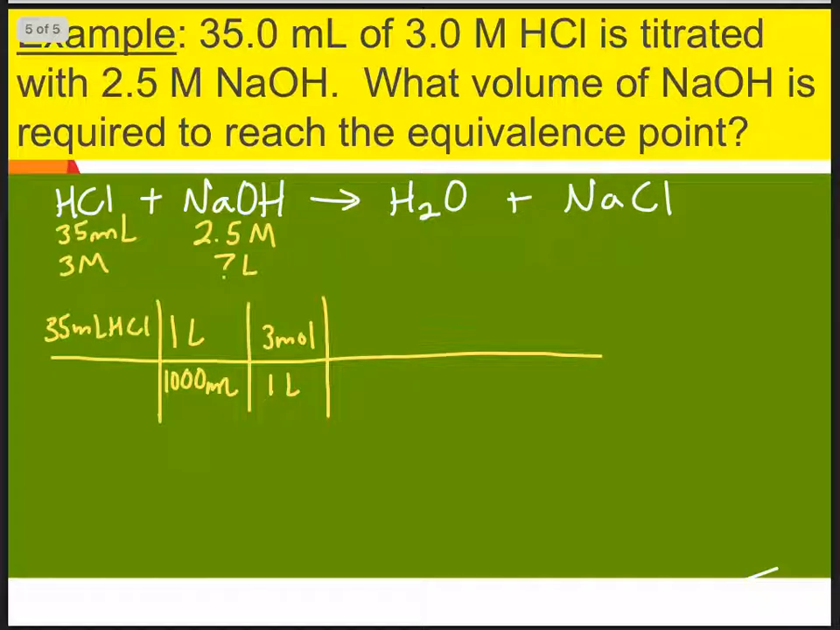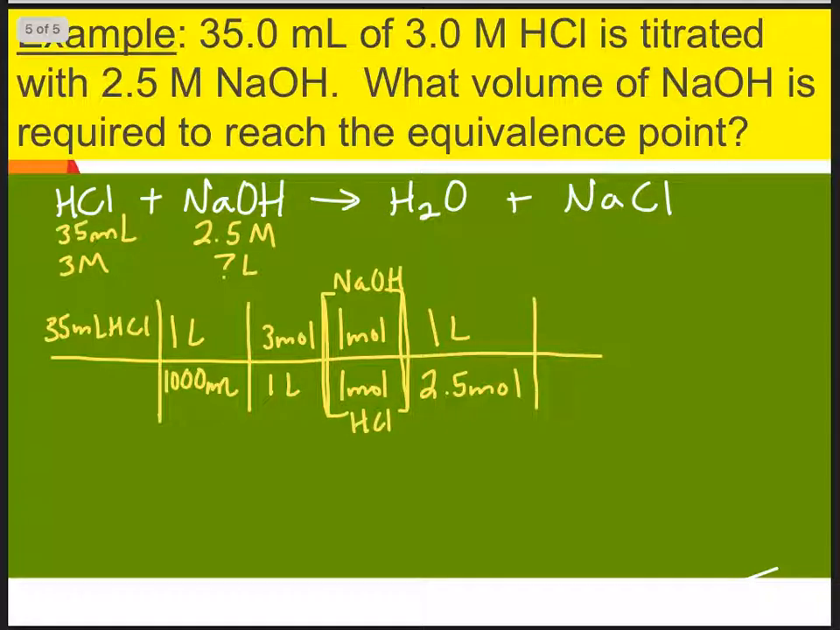Now I can do stoichiometry. I have a 1 mole to 1 mole ratio of HCl to sodium hydroxide. So here's my stoichiometry. And now I'm going to use my molarity, 2.5 moles per 1 liter of solution. So there's my molarity for sodium hydroxide. And what's going to happen is units will cancel and I'll be left with liters. And I actually get 0.042 liters of sodium hydroxide.